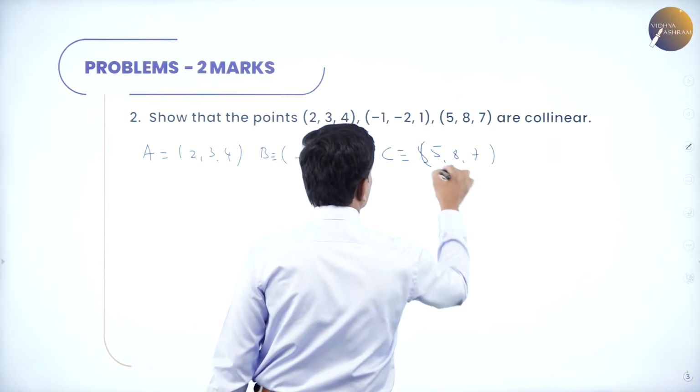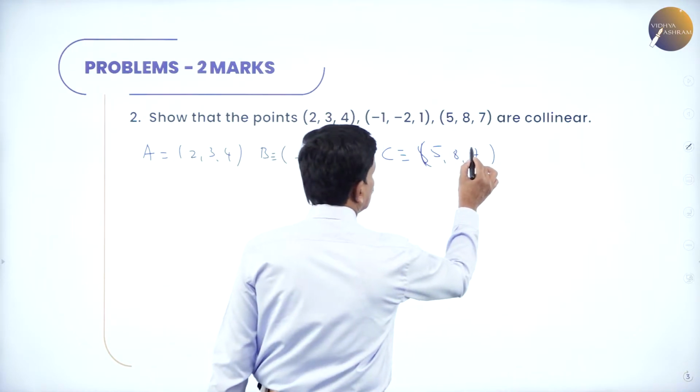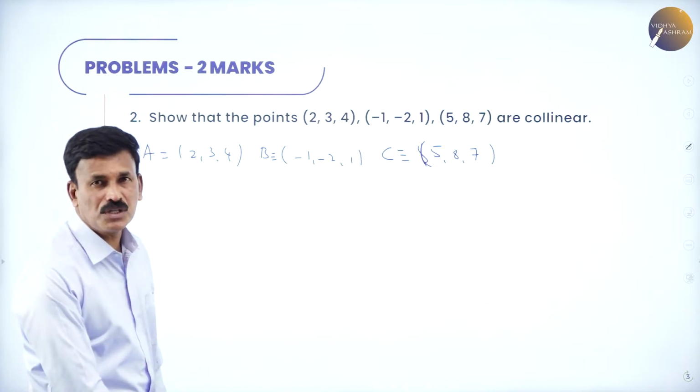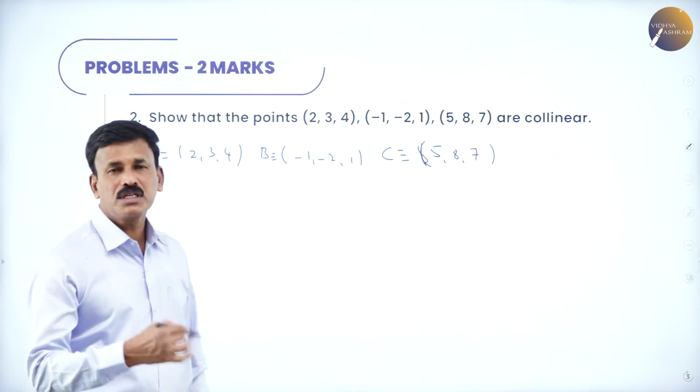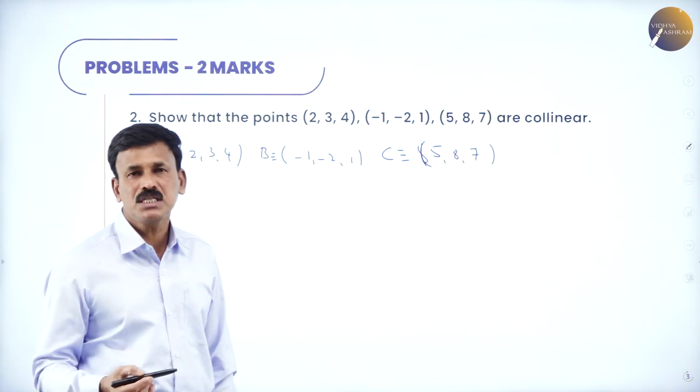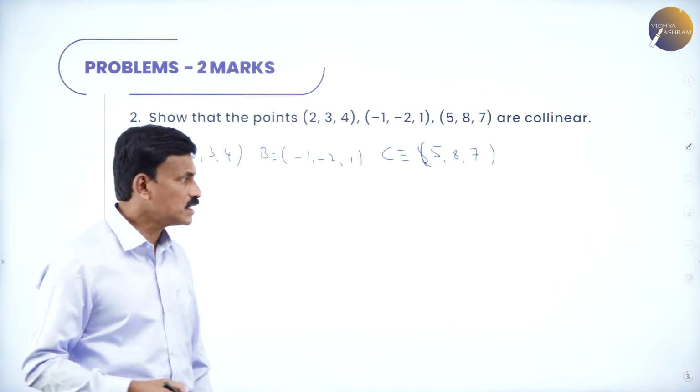These are the points given. Now what is to prove? To prove that the points A, B, C are collinear, just find out the direction ratios of the lines AB and BC and find their proportionality. That's it.